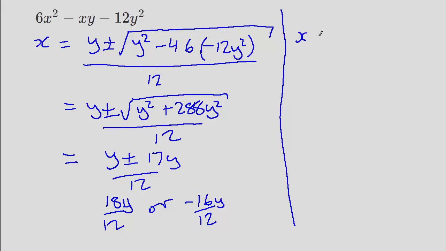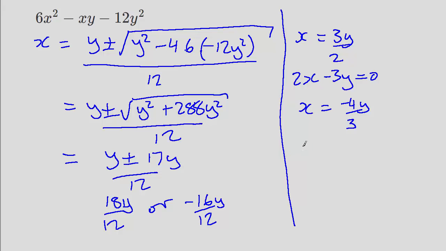Right, so let's just have a look at what that means for us. So we've got x is equal to 18y over 12, which is the same as 3y over 2. So that means 2x minus 3y equals 0. And then for the other one, we've got x is equal to minus 16y over 12, which is the same as minus 4y over 3. So we've got 3x plus 4y equals 0. And those are our two roots.